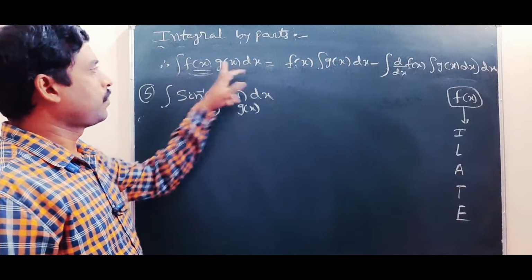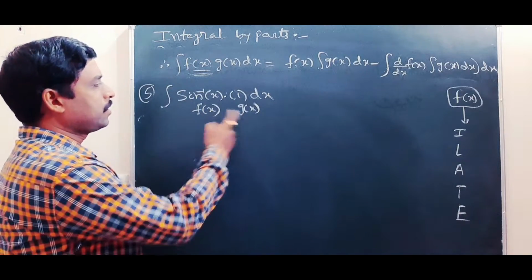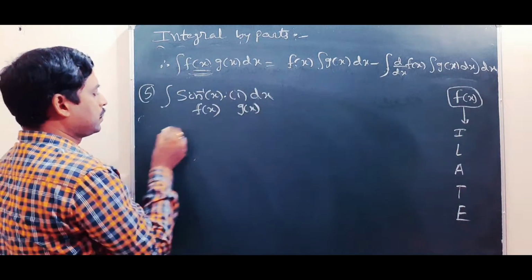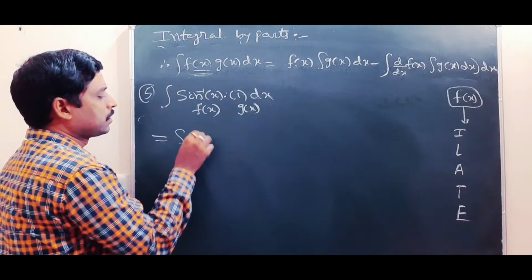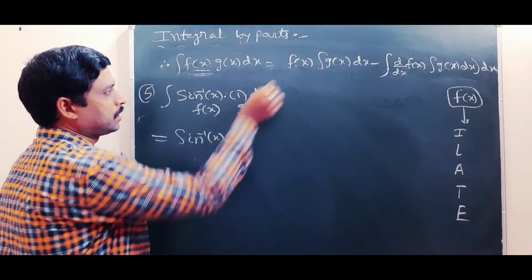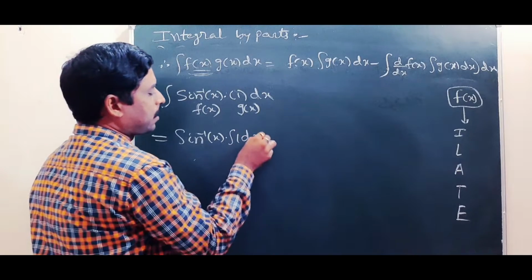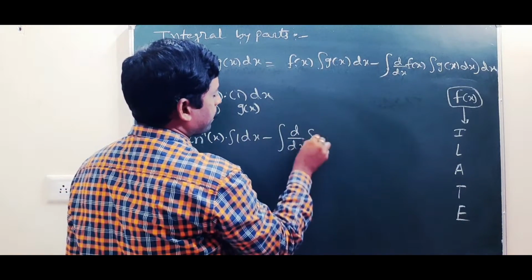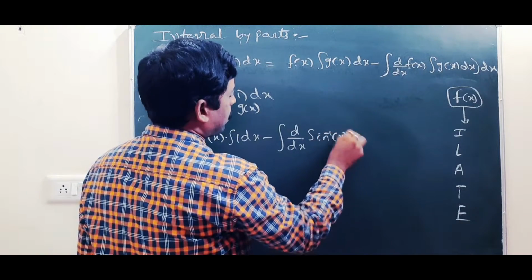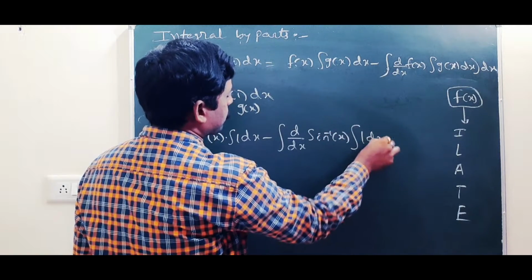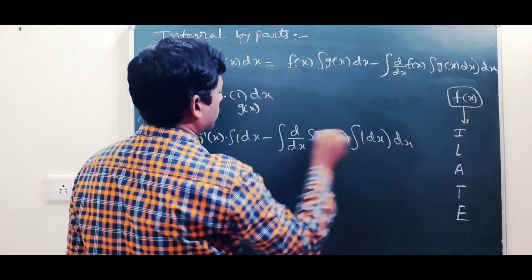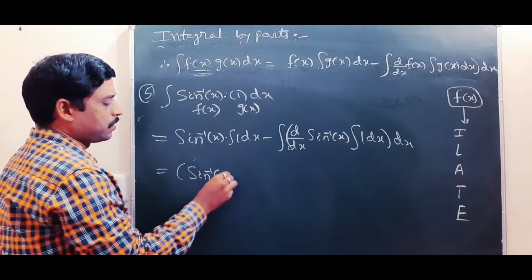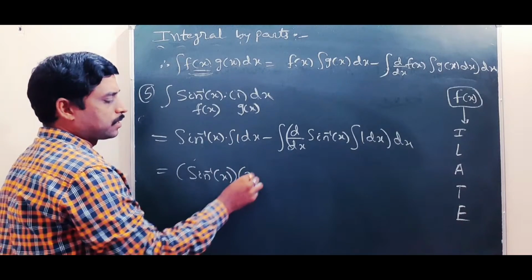Okay, in this formula, on substituting f of x and g of x, we place sin inverse x and 1. So what is the answer? Sin inverse x into the integral of 1 dx, minus the differentiation of the first function and the integration of the second function, whole integration. So sin inverse x into the integral of 1 dx, whose value is x.